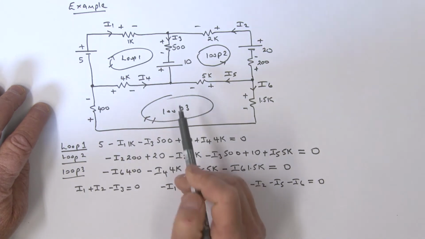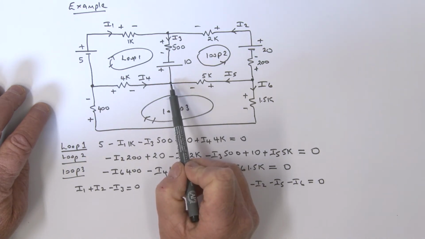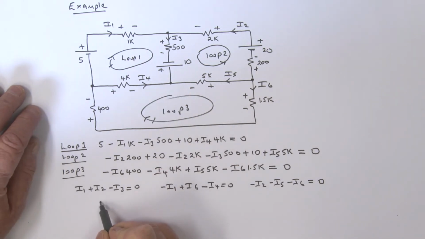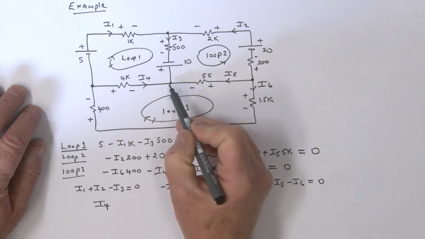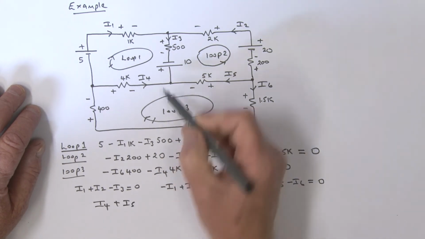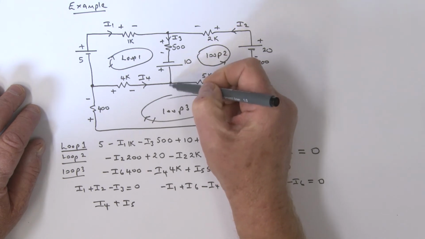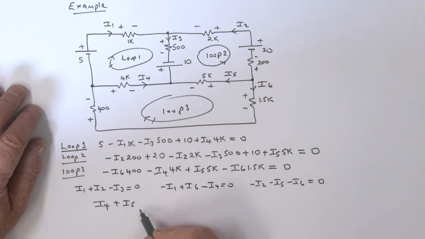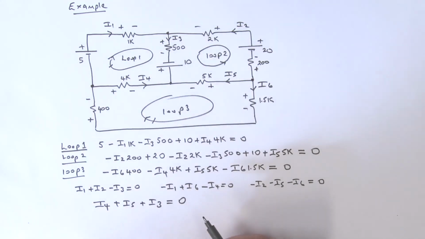All right. Well, we could talk about this node over here as well if we wanted to. Let's just write that down. What's coming in? I4 is coming in. I5 is coming in, so that's I5. And then, of course, what do we have coming in this? Well, that's actually coming in, isn't it? In this direction, that's the defined direction. And so that's a plus I3, and all of that is equal to 0.